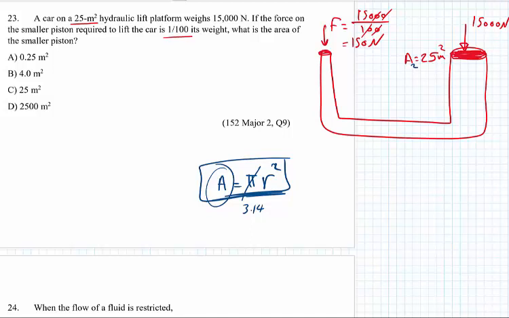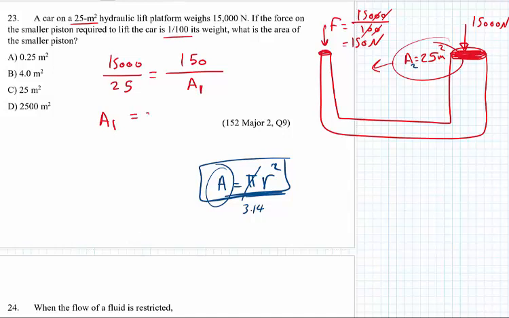It should be the same ratio. You need to divide also the area over 100, or you can use the ratio force over area. So 15,000 over the area, which is 25, equals the other force, which is 150, divided by the first area. So I would say the first area equals 0.25 square meter.